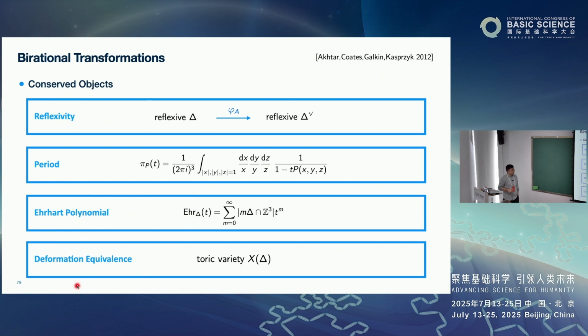And I can also add what I said earlier, that the associated toric varieties within an equivalence class are so-called deformation equivalents. So there's a continuous deformation that you can define that relates toric varieties associated by this birational transformation. So these are the mathematical results that were presented in this paper.